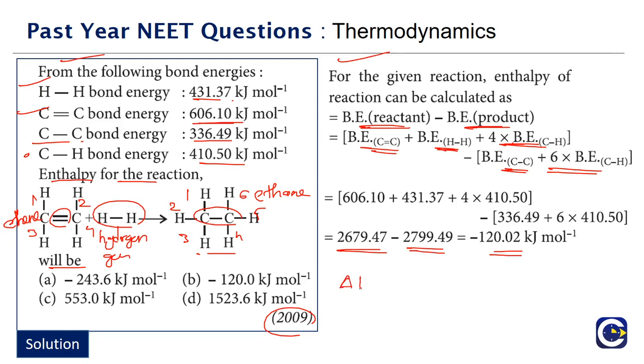This tells us that the hydrogenation of ethene to produce ethane, where we are getting delta H as negative, is going to be an exothermic reaction. It will result in the release of energy or the liberation of heat. Clear? So what is the answer for this? Delta H will be equal to minus 120.02 kilojoule per mole, which is option B.